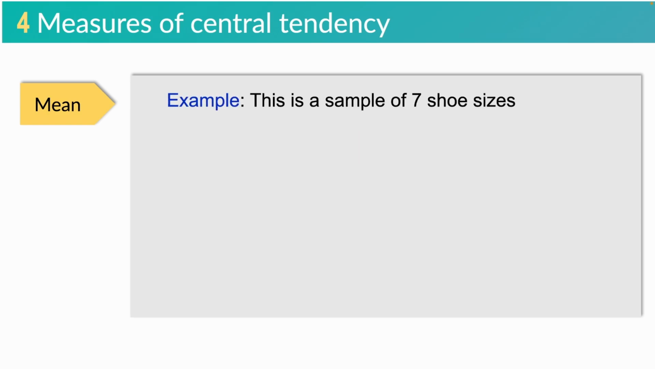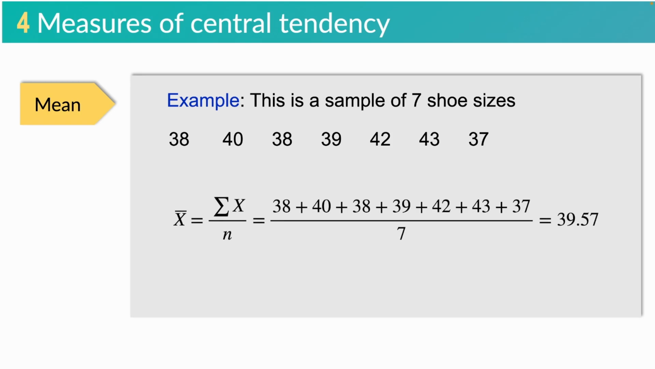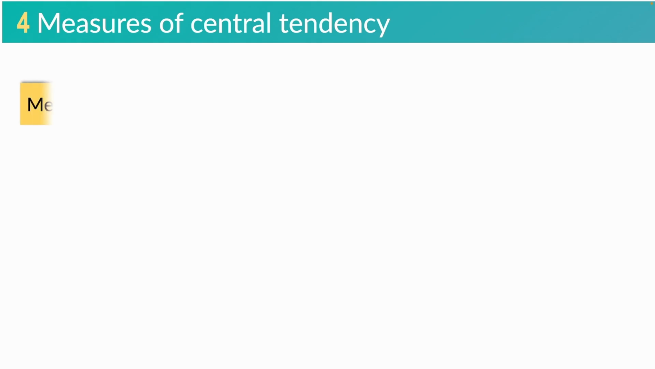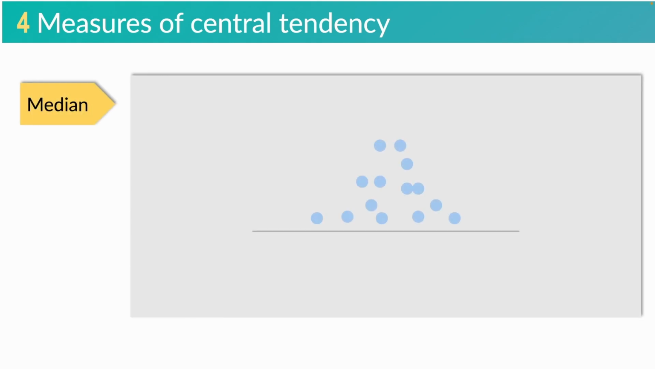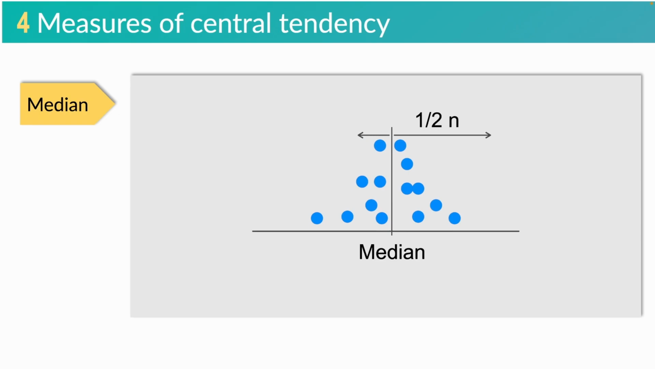For example, this is a sample of 7 shoe sizes. We calculate the mean of this sample by summing up all the sizes and then dividing by 7. The second measure of central tendency is the median. The median is the 50th percentile.